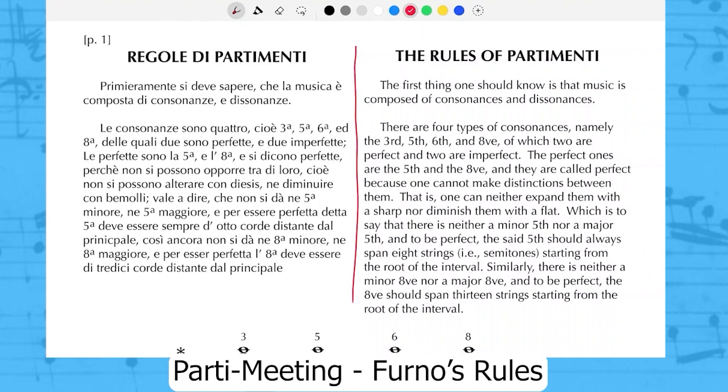The perfect ones are the fifth and the octave, and they are called perfect because one cannot make distinctions between them. That is, one can neither expand them with a sharp nor diminish them with a flat, which is to say that there is neither a minor fifth nor a major fifth, and to be perfect, the said fifth should always span eight semitones, eight strings, starting from the root of the interval. Similarly, there is neither a minor octave nor a major octave, and to be perfect, the octave should span 13 strings starting from the root of the interval.